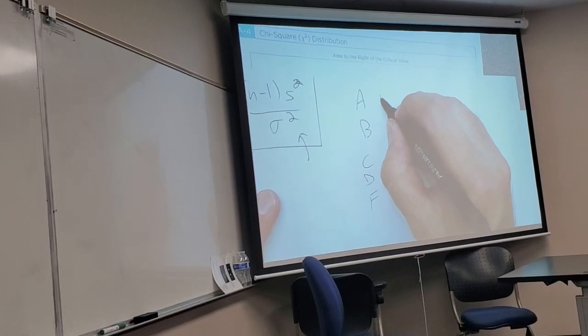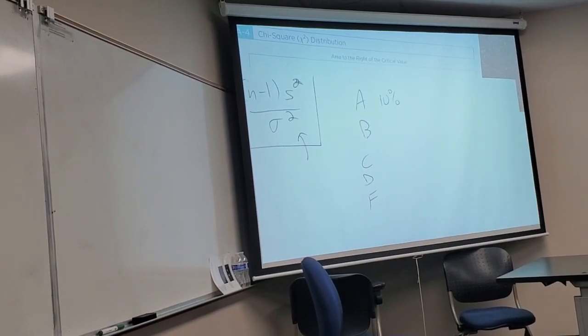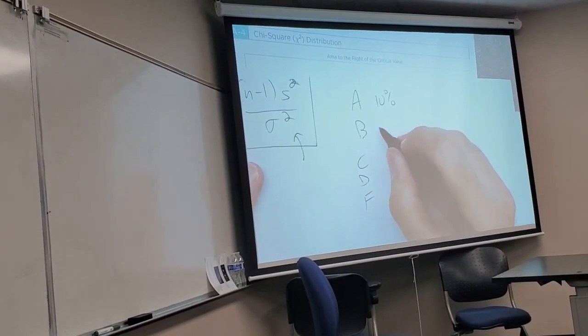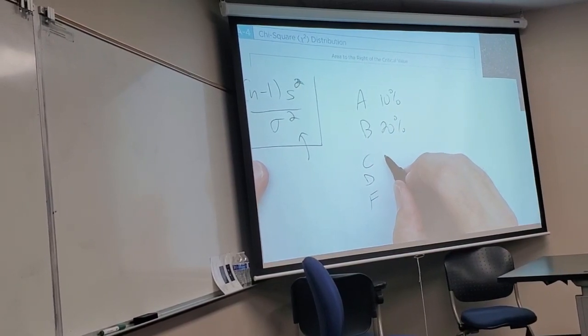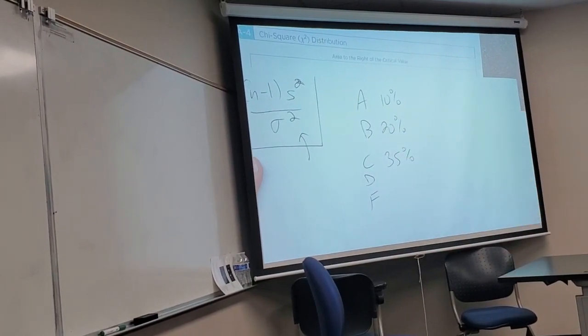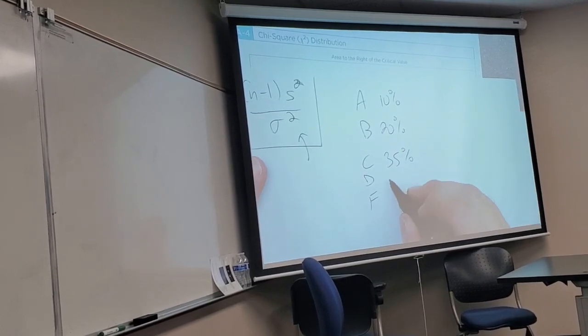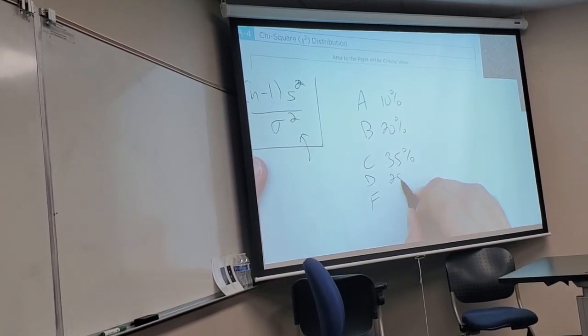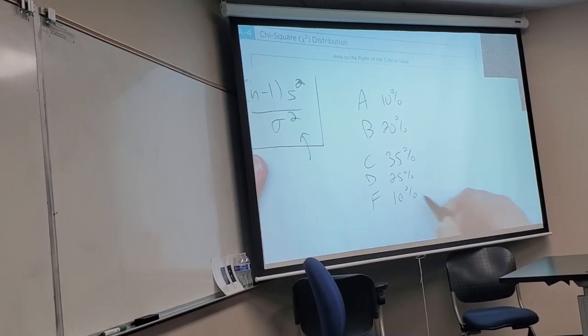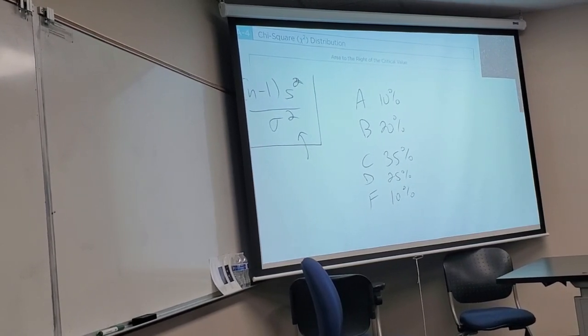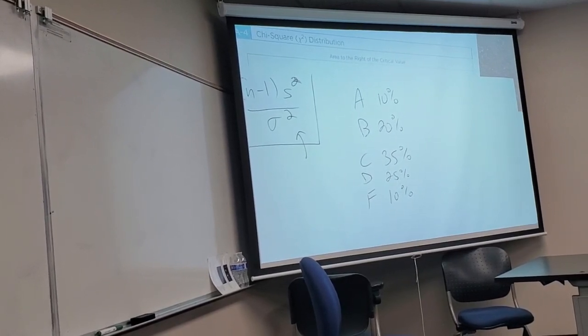there will be 10% of the students will make an A, 20% will make a B. 35% will make a C. 25% will make a D. What does that leave me? 10% will make an F. Okay. For some reason, we feel this is the way it's going to be.